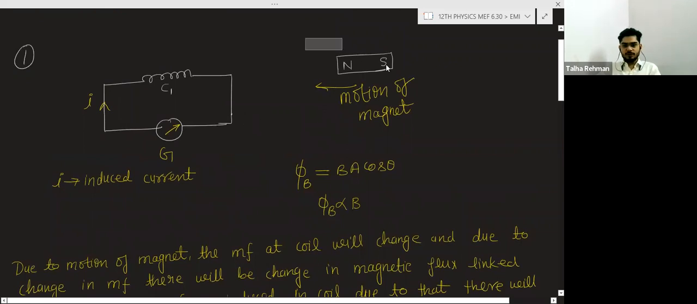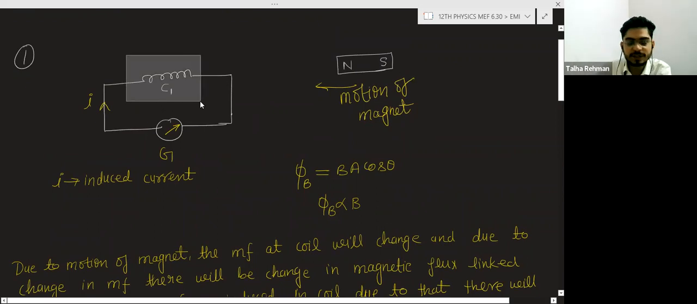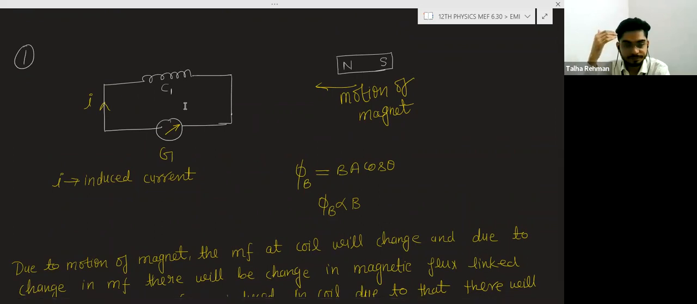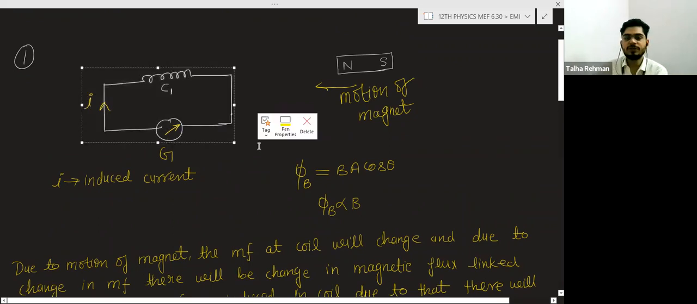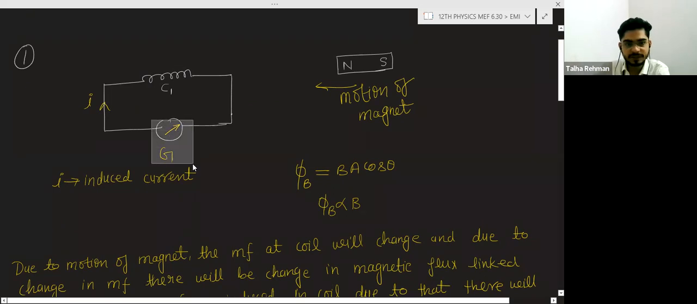Due to the motion of the magnet, the magnetic field is changing at this coil, and due to change in magnetic field, there is change in the magnetic flux, and due to the change in the magnetic flux, there will be induced EMF in this circuit, and there will be some induced current. And this galvanometer is detecting this induced current.